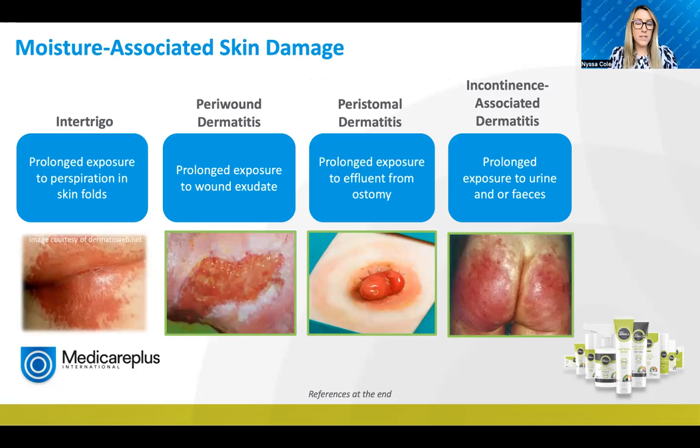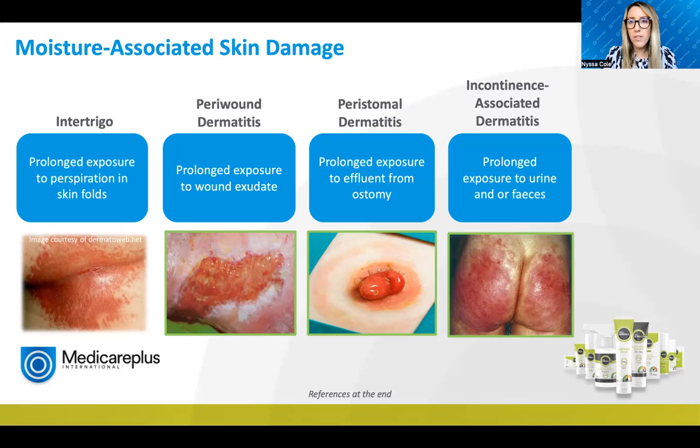So we're just going to have a quick look at what moisture associated skin damage is, because we categorize it in 4 different ways. The first being intertrigo, which is caused by perspiration, so prolonged exposure to that perspiration, quite often under the skin folds, under the breasts, can be in the folds of your abdomen, behind your knees, especially if people have contractures as well, especially at the hands, it can cause significant problems there.